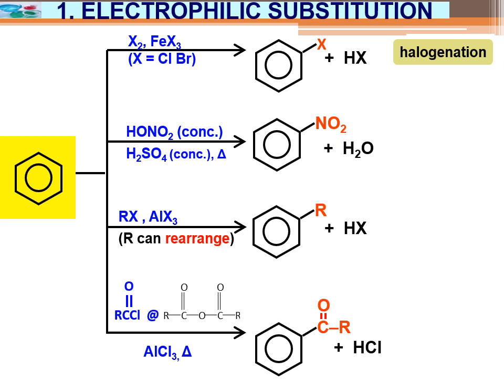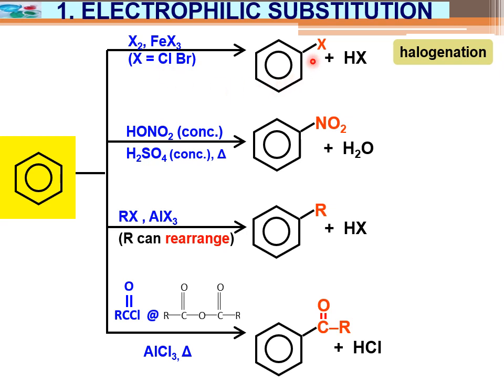The first one is halogenation using the reagent X2. X is a halogen, Cl or Br. Using catalyst FeX3, you're going to get the benzene ring where X is substituted into the benzene ring. This is called halogenation. If we use bromine, it's going to be called bromination. If we use chlorine, it's going to be called chlorination.